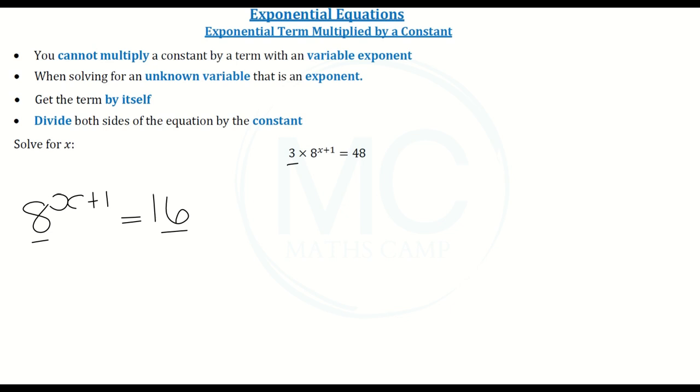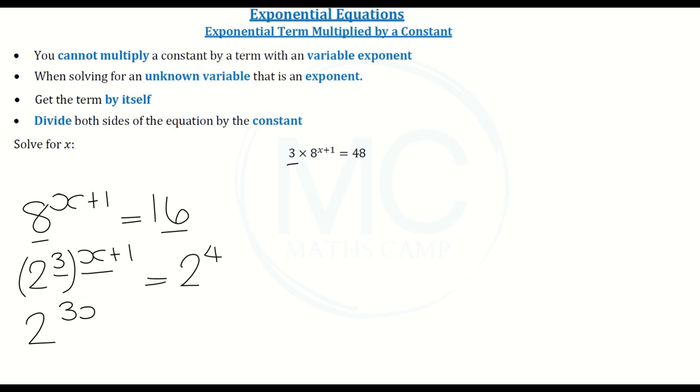We know that 8 can be written as 2 cubed. So we can say 2 to the power of 3, put into a bracket, with an exponent of x plus 1 is equal to 16, which also has a prime base of 2 and an exponent of 4. Now we can multiply out our exponents. So we say 2. 3 multiplied by x is 3x. So we have an exponent of 3x. 3 multiplied by 1 is positive 3. And on the right, we have 2 to the power of 4.